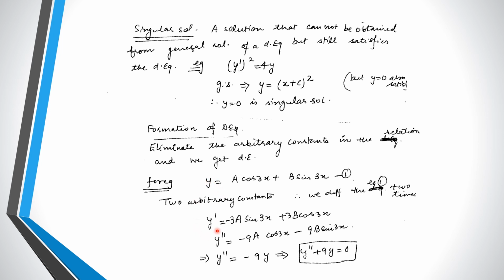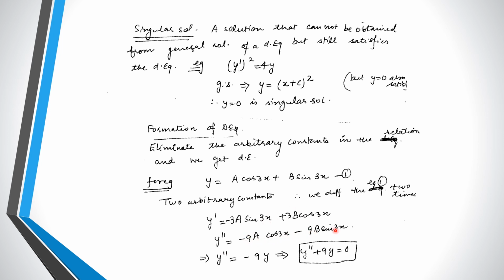So now just see, when you take the first derivative, what will you have? First derivative of y with respect to x is y dash is equal to, what is the derivative of cos 3x? It is minus 3 times sin 3x, right? So you will have this. Similarly, the derivative of sin 3x is 3 times b cos 3x. So you have this equation. Again take its derivative, you will have this equation, right?